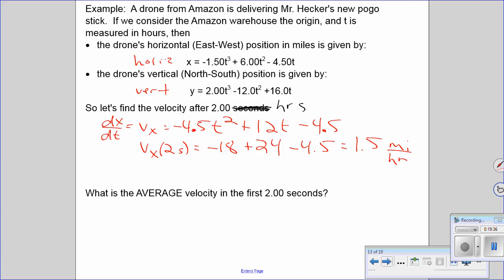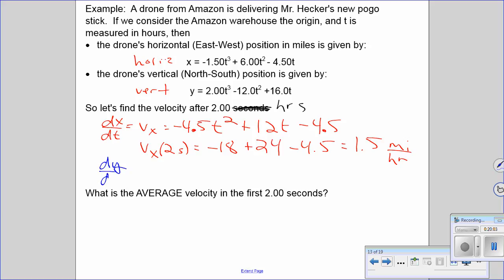Okay, so we're finding the velocity after 2 hours. That's my bad. Thank you for calling me out. It's a freaking fast drone. All right. Is everybody good with what we just did? So this is telling me after 2 hours, apparently, my drone is moving horizontally east 1.5 miles an hour. How do I know it's east? Positive. Okay? So now I'm going to repeat the exact same process for the y component.